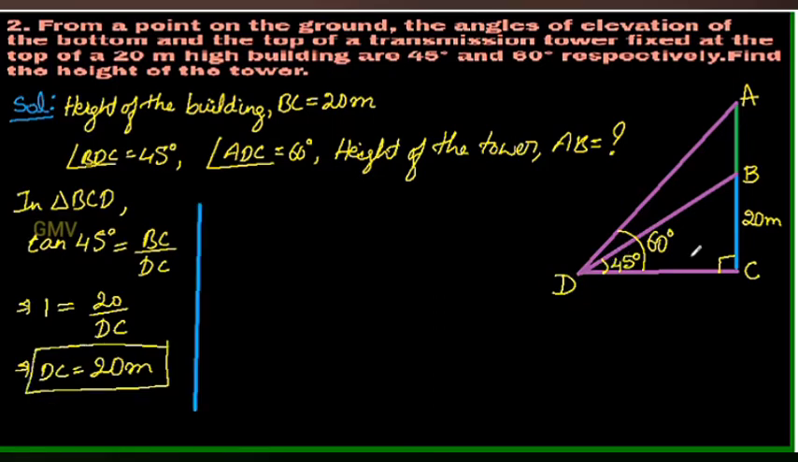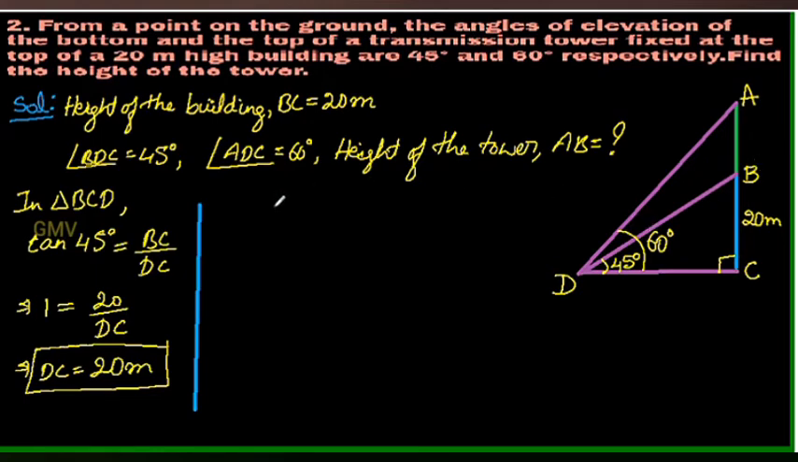Now let us consider the triangle ACD. In triangle ACD, 60 degree is there. With respect to 60 degree, AC is the opposite side and DC is the adjacent. We know the adjacent side DC now. It is 20 meter. So DC is there, we have to find out AC. So adjacent is there, we have to find out opposite, means we have to select tan.